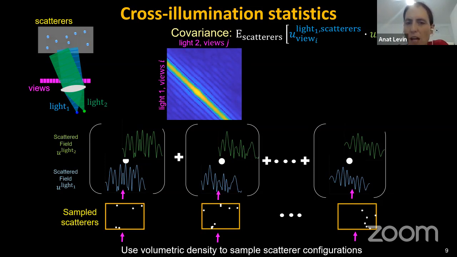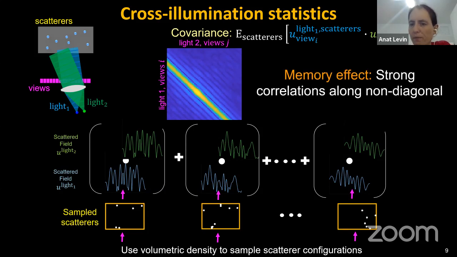But if you note, now the diagonal is not in the center, but it is shifted a bit, it's offset. And the reason that it's offset is, as we said, the blue and green fields are most similar after we do some shift. This is exactly the memory effect. Because the blue and green fields are correlated after some shift, we see a strong correlation along some off-diagonal of the covariance matrix.